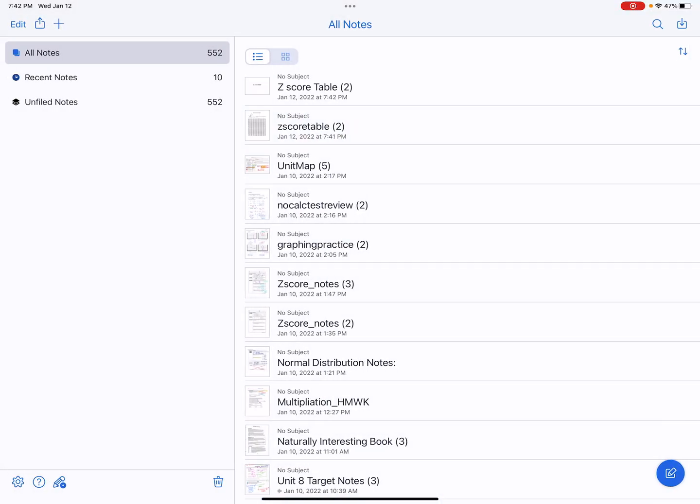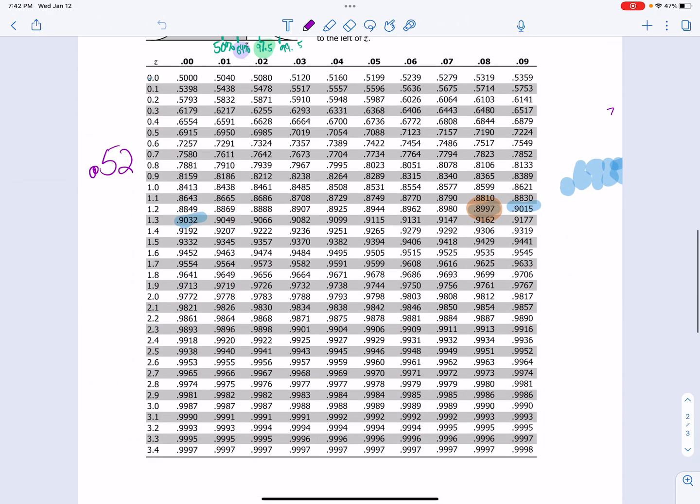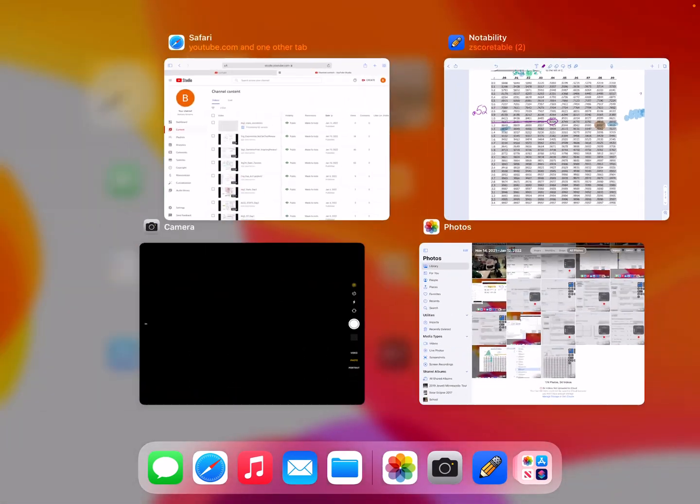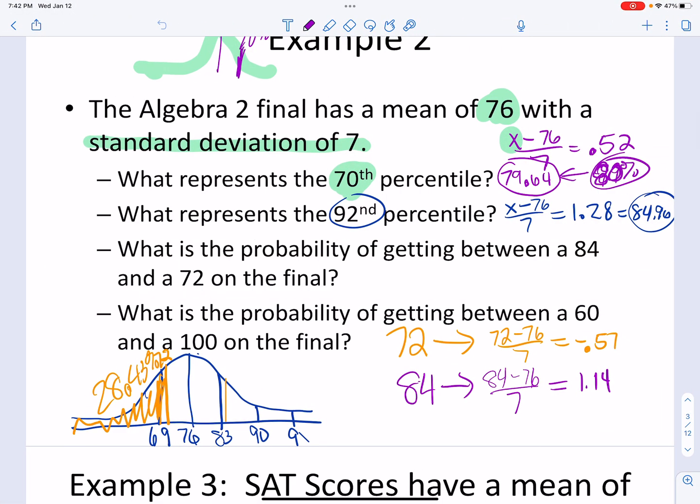So I'm going to go to my z-score table. And I'm going to go, what was it? 1.14. So I'm going to go to my positive side. And I'm going to go to 1.14, 87.29. Oops, sorry. So that is 87.29%.